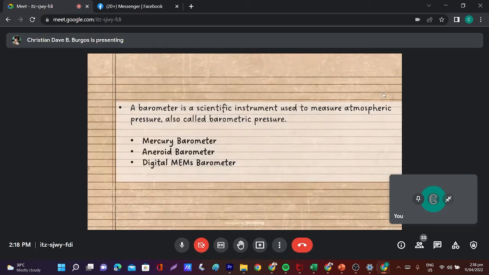Next is the instrument. A barometer is a scientific instrument used to measure atmospheric pressure, also called the barometric pressure. One type of it is the Mercury Barometer.